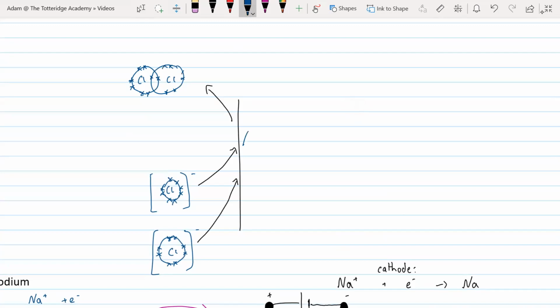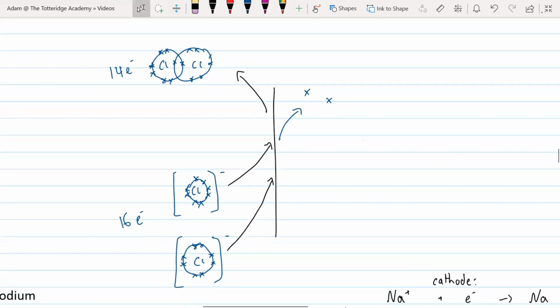And there would be 2 electrons left over. So here I've got 1, 2, 3, 4, 5, 6, 7, 8, 9, 10, 11, 12, 13, 14, 15, 16. So in total, I've got 16 electrons. Up here, I've got 1, 2, 3, 4, 5, 6, 7, 8, 9, 10, 11, 12, 13, 14 e minus, and the other 2 are over there.